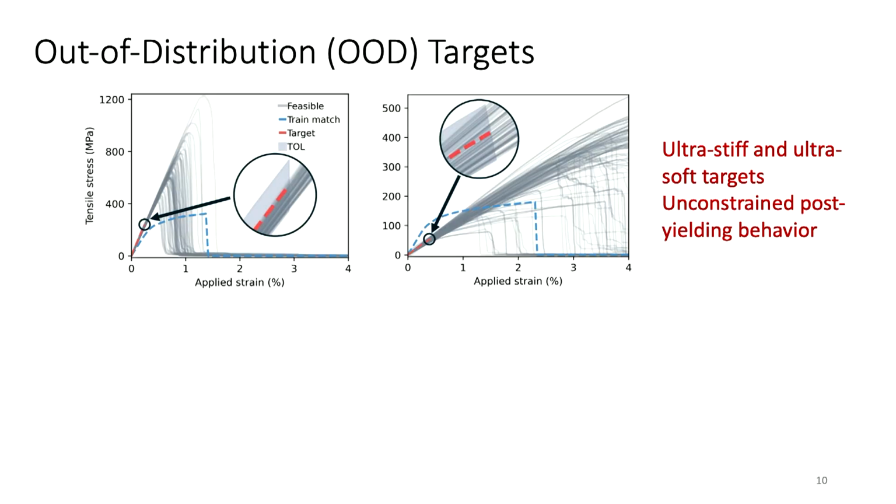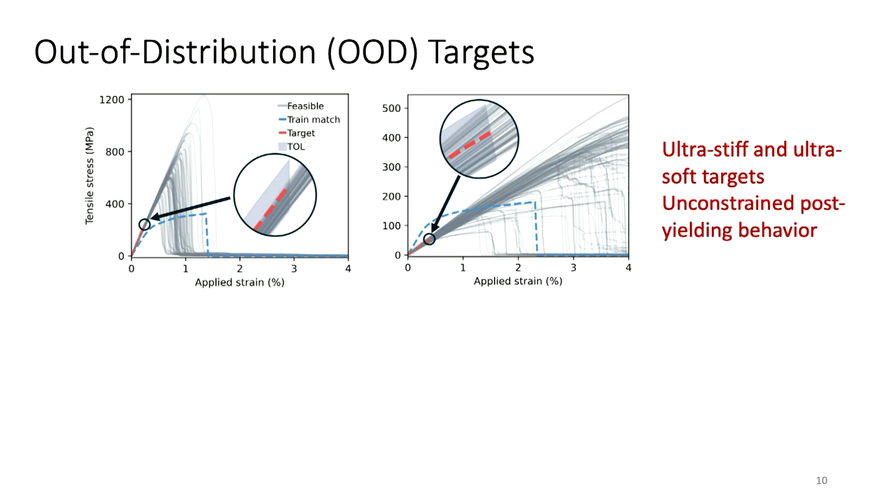So here I'm showing two actual design examples. We are more interested in these out of distribution targets. On the left, our target is this ultra stiff material design. The blue curve here is the stiffest material from the data set, and the red line here shows our target. We are only focused on the stiffness in those cases. So you can see that we can generate feasible designs.